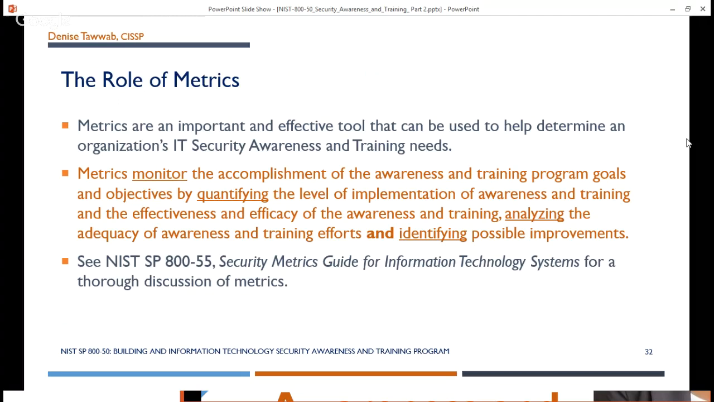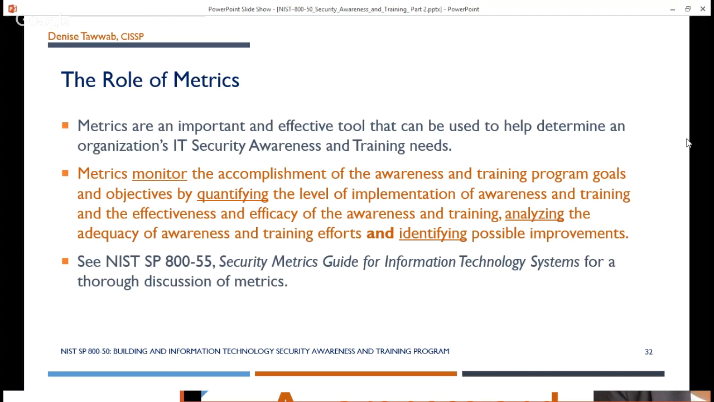Okay, the role of metrics. Metrics are important, and they can be used to help determine your organization's IT security awareness and training needs. Metrics monitor the accomplishment of the awareness and training program goals and objectives by quantifying the level of implementation and the effectiveness of the awareness and training. It analyzes the adequacy of your training efforts and identifies possible improvements. That's what your metrics will do for your organization.